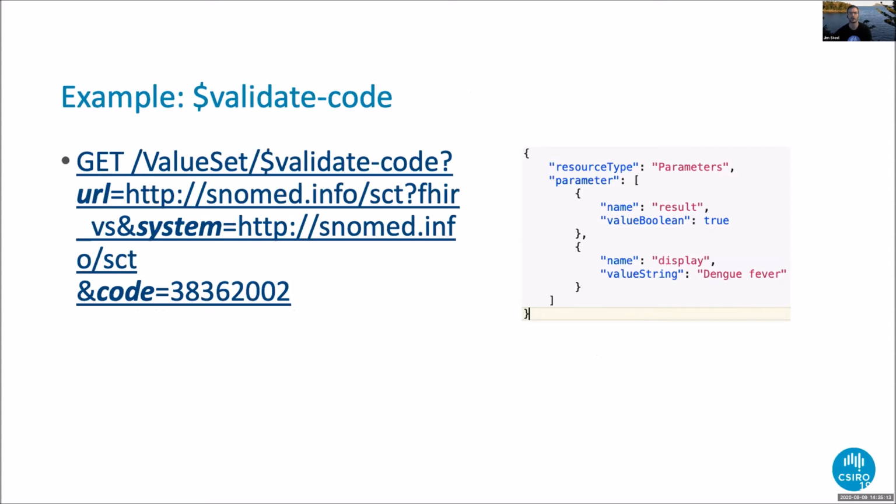And then for the code, we pass in both the system and the code, because remember, value sets can have multiple code systems. So in this case, we'll pass in a SNOMED code, 38362002. When we call that operation, the server will give us a result which says, yes, that code is a member of the value set that you asked me about. And just to be convenient, it'll also tell us what the display text of that code was. In this case, it's dengue fever.